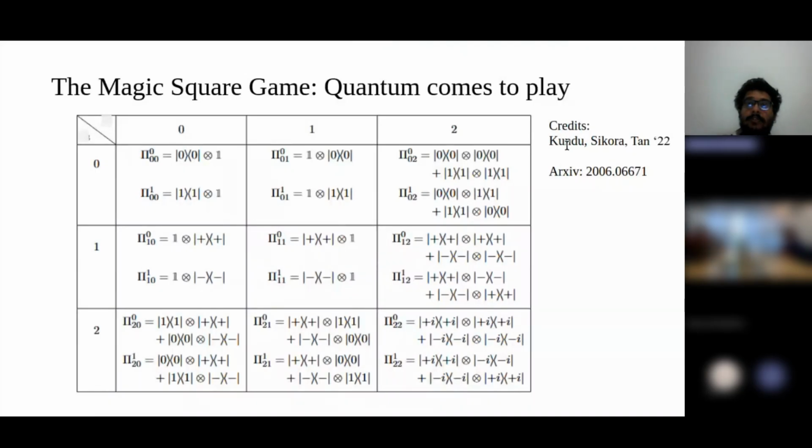This is due to Rahul's student Sujita Kundu and Jamie Sikora and Ernest Sam. They are not the first to come up with this table, but they have this very beautiful paper where they explain this thing very nicely. They were the first people to actually write down this table explicitly, so I'm going to credit them here. And this is an extremely beautiful paper. Give it a read if you have some time.